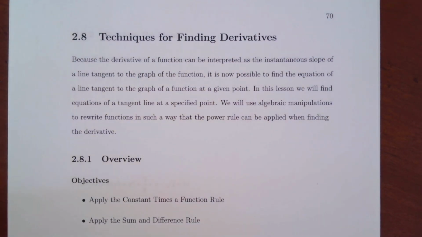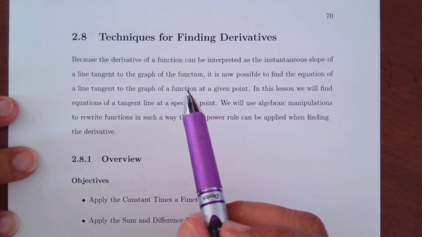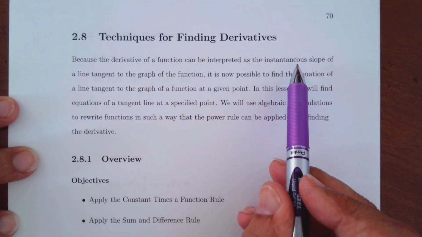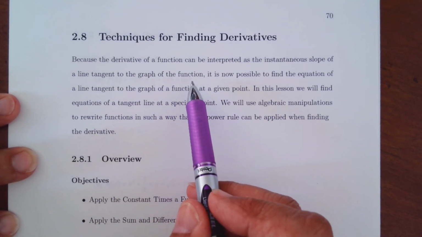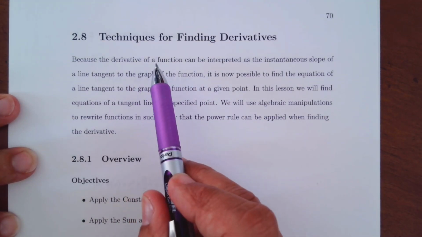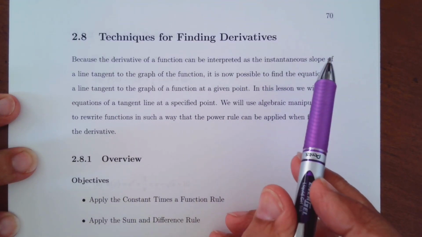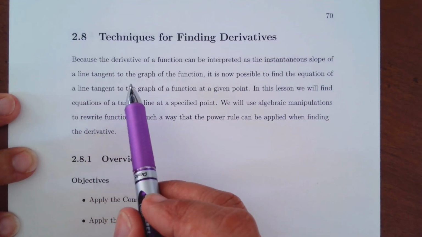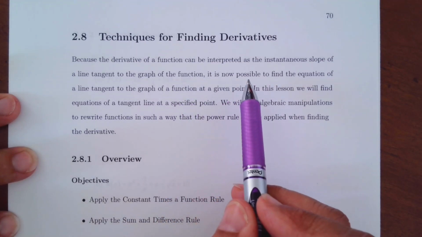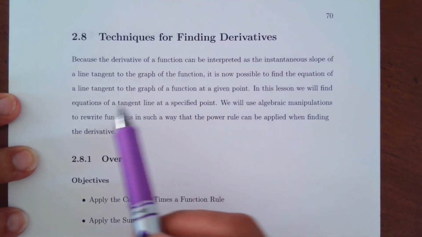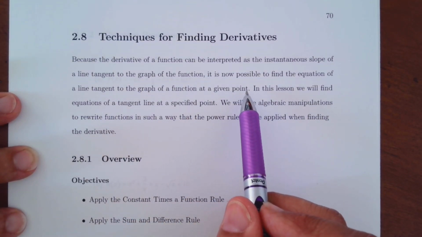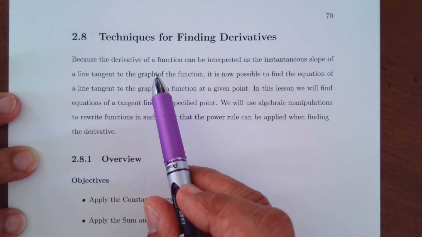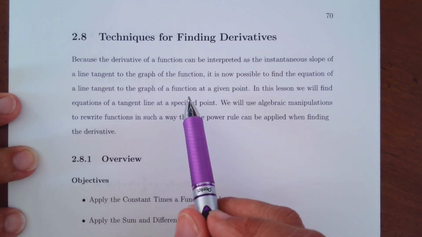So at the top of your notes today, the paragraph says, because the derivative of a function can be interpreted as the instantaneous slope of the line tangent to the graph of a function, right? We already talked about that. So remember, the derivative is the instantaneous slope of the tangent line to a graph. It's now possible to find the equation of a line tangent to the graph of a function at a given point. Because if you know the slope, which is the derivative, and you know a point, you can write the equation of a line.